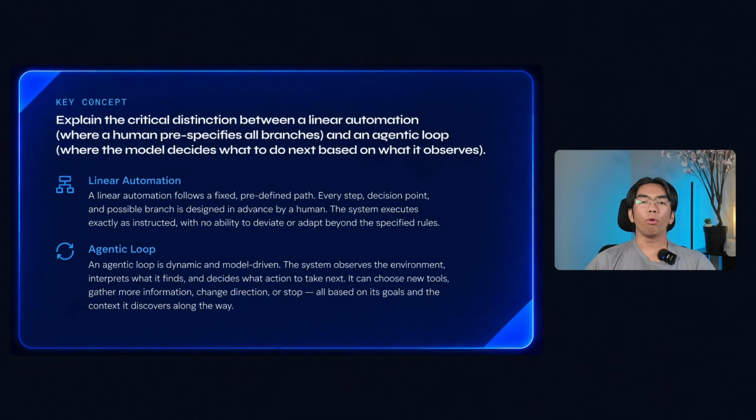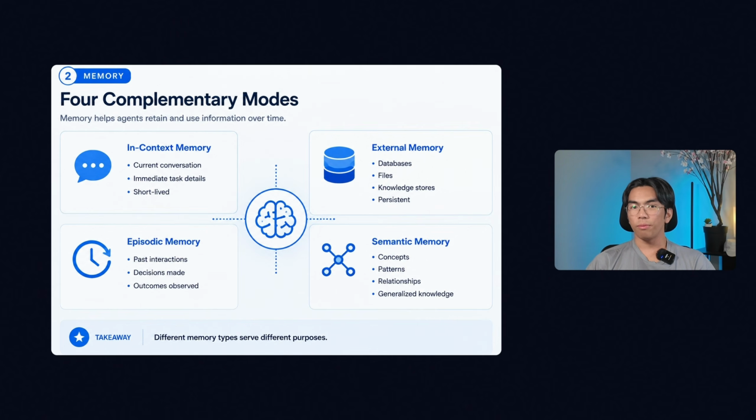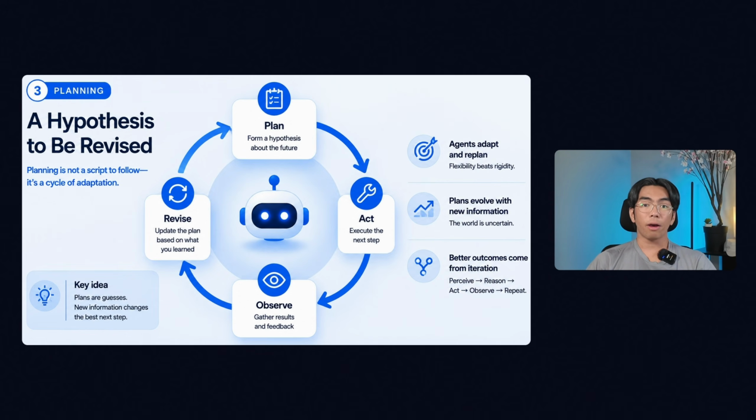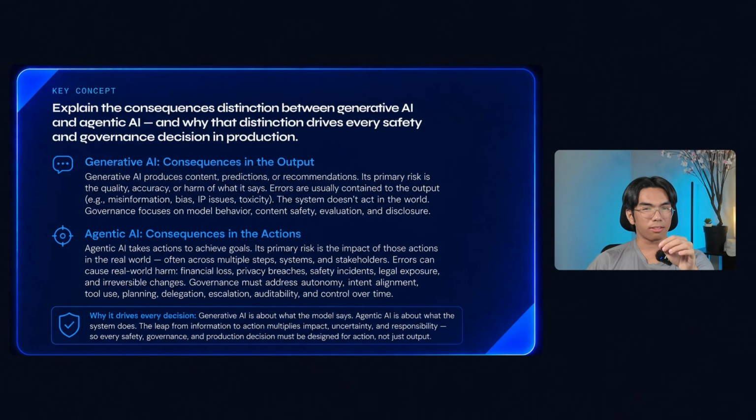You can explain the most important line in the curriculum, the difference between a linear automation, where a human pre-wrote every branch, and an agentic loop, where the model decides what to do next based on what it observes. You can articulate why tools are the thing that gives an agent real-world effect. And you can name the 4 modes of memory: in context, external, episodic, and semantic. And you understand planning as a hypothesis to be revised, not a script to be obeyed. And you can explain the consequences distinction between generative and agentic AI, and crucially, why that one distinction drives every safety and governance decision you make in production.